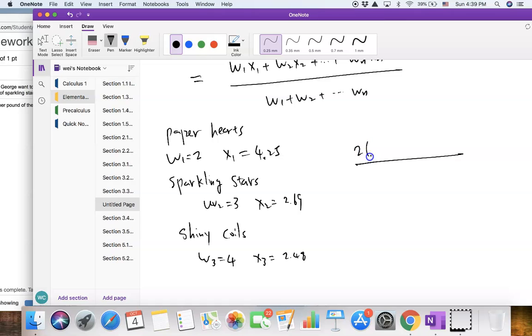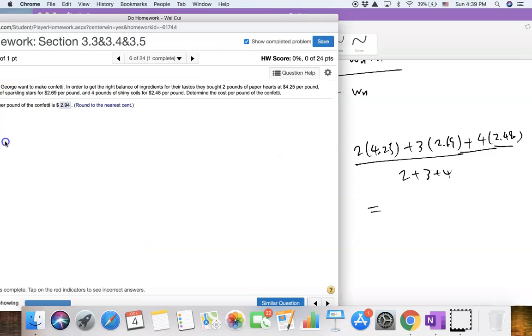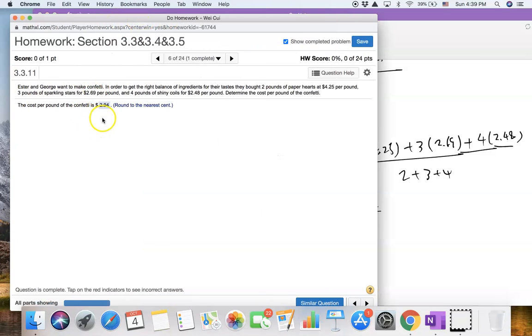So we have 2 times 4.25 plus 3 times 2.69 plus 4 times 2.48, and we divide by 2 plus 3 plus 4. We will get this answer. Okay, the cost per pound is given by this.